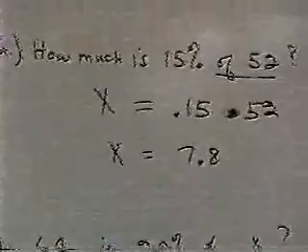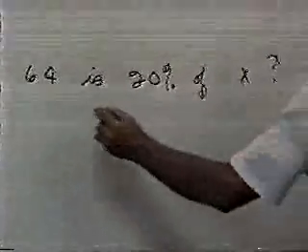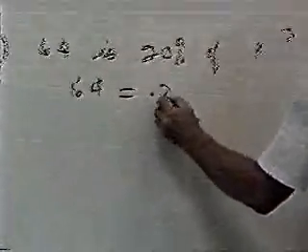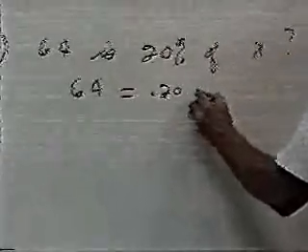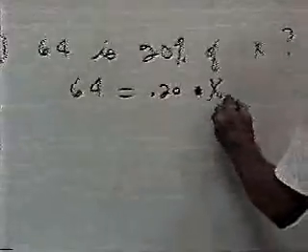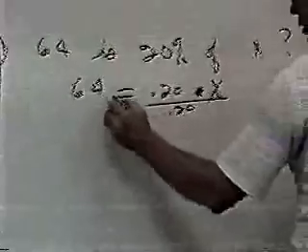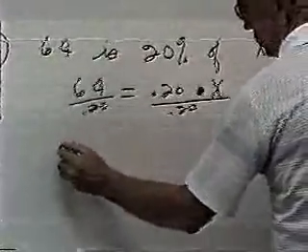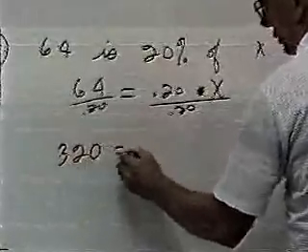Okay, let's look at the C part. It says 64 is 20% of x. Well, let's do it my shortcut method first. That would be simply 64 equals, the word is, 0.20 times x. So there's your equation. Now, to solve for x, you divide by 0.20. Divide by 0.20. And what you get here is 320.